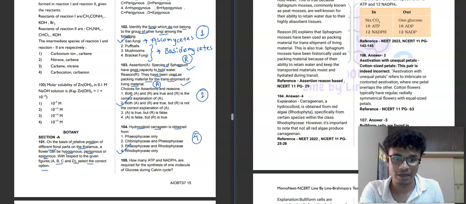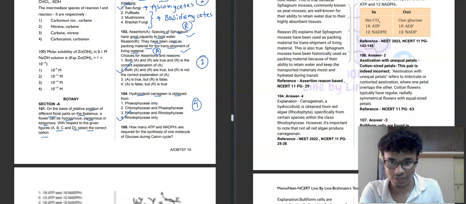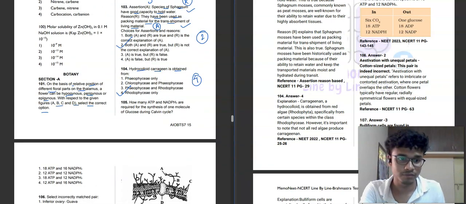But you have to remember that not all red algae produce carrageen. So moving towards the next question, 105.